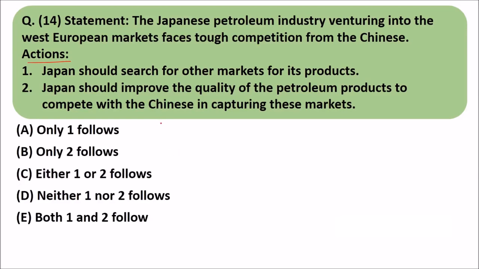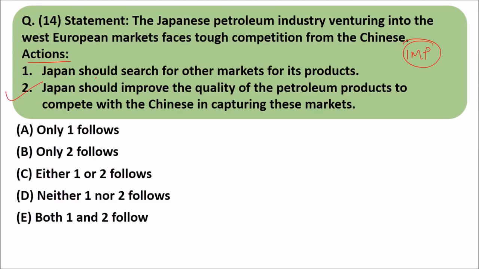But please pay attention over here, okay. It is very important. People get confused and make silly mistakes over here only. You need to think over here. What is the second action? Japan should improve the quality of petroleum products to compete with the Chinese, okay. So this is a good, logical option, so this should be followed.